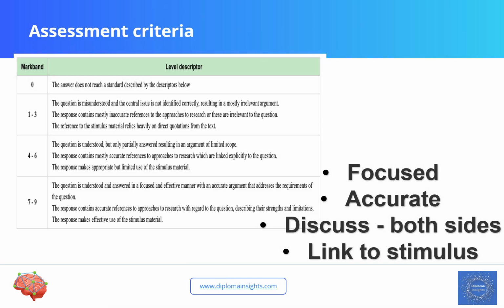Question 3 is marked against an assessment criteria, and to score in the top mark band, there are 4 key things to remember. Your response needs to be fully focused on the question, so no irrelevant information. The information in your response needs to be fully accurate. You need to discuss, and when you discuss, you have to consider both sides of an argument and give a full review. And every point you make should be linked to the stimulus.